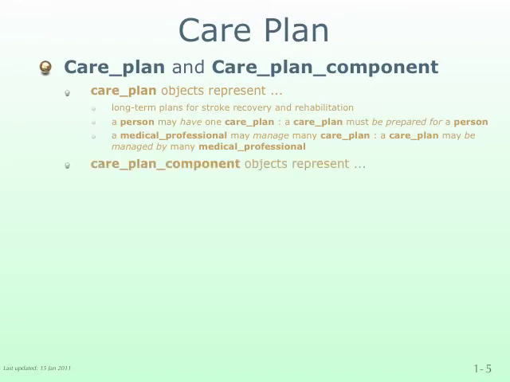Then we have care plan component data objects, which represent the clinical or therapeutic components of a stroke survivor's care plan. In other words, they're prescribed therapies or clinical interventions. Obviously, these care plan component objects may need to be added to or deleted from the survivor's care plan over time as his or her recovery proceeds.